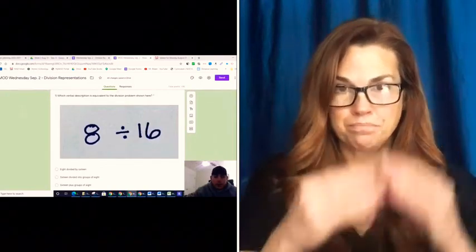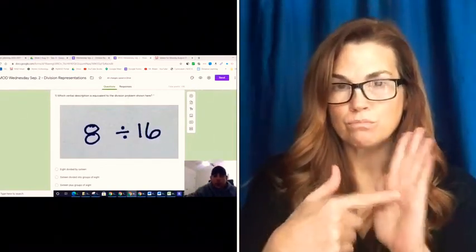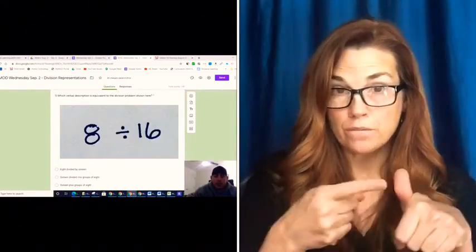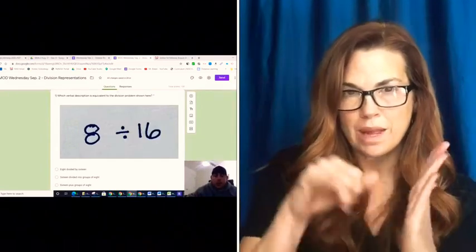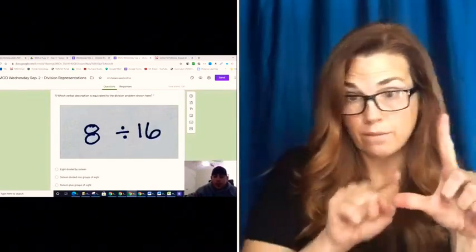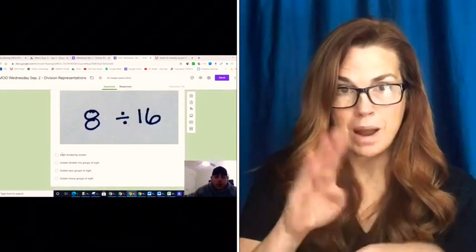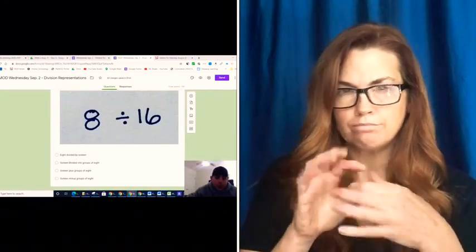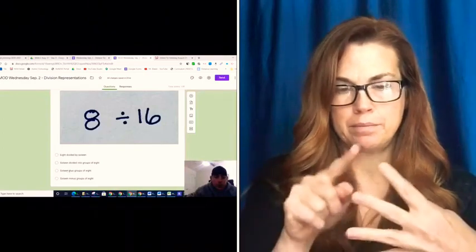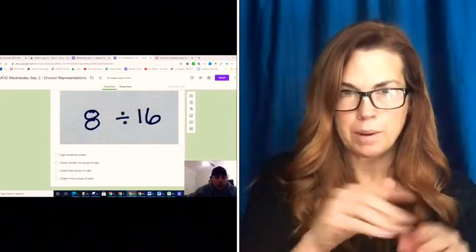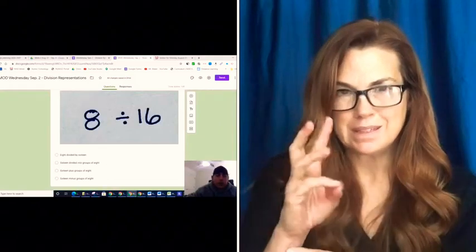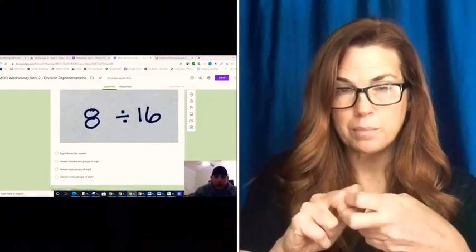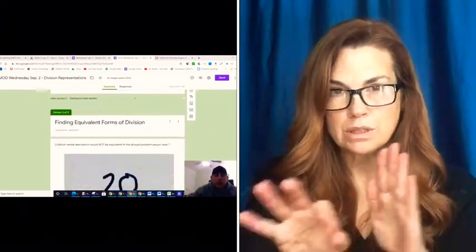Here it says which verbal description is equivalent to the division problem shown here. So the first thing you need to do is figure out how to read this division problem. And it is read from left to right. So it's 8 divided by 16. Okay, so we're going to scroll down to the answer choices and figure out which one of these answer choices represents this problem. I have 8 divided by 16, 16 divided into groups of 8, 16 plus groups of 8, and then 16 minus groups of 8. Okay, so which one of these 4 answer choices represents this problem? Once you select the answer choice, you'll scroll down and click Next, and it'll take you to problem number 2.